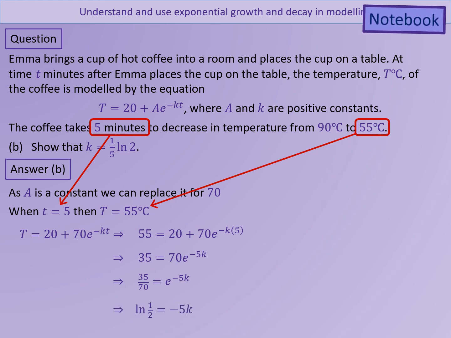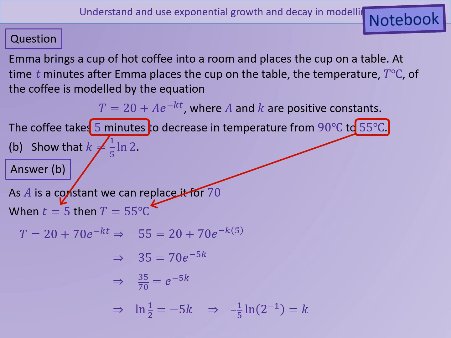And then the next step I'm going to do is where I take the natural log of both sides. And the reason why I'm taking the natural log of both sides is because then the natural log is going to cancel with the e function and just leave me with minus 5k on the right hand side. I'm then going to divide by minus 5 to get me my value for k, which nearly looks the same as the value for k that I'm being asked for, but not quite.